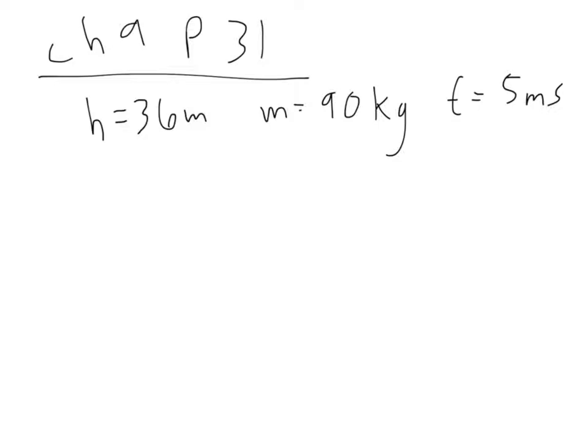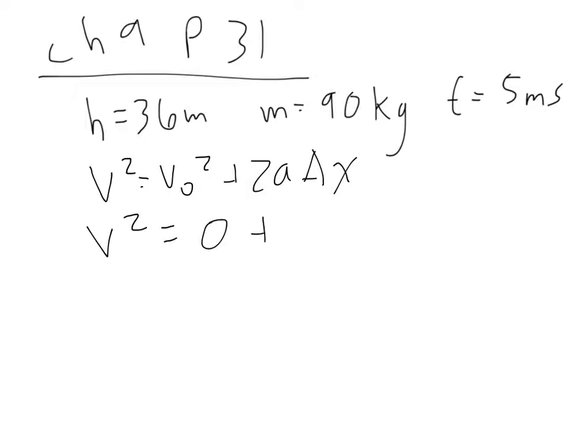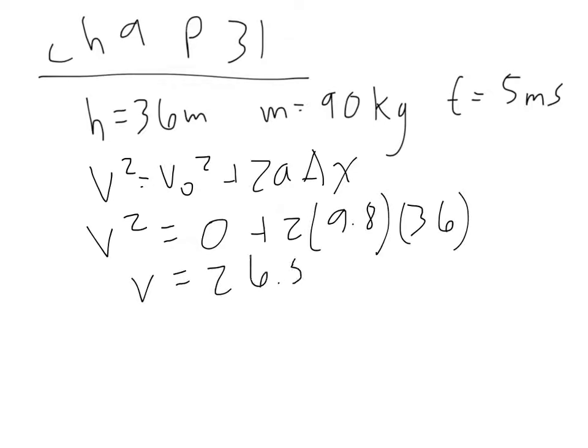So be careful here, that 5 milliseconds is just for the landing that will bring the person to rest after they've fallen 36 meters. Using those 36 meters, let's figure out the velocity of the person. So we're going to use v squared is equal to v naught squared plus 2a delta x. We're working in the y direction here. We assume the person started out at rest, so v squared is equal to 0 plus 2 times 9.8 times 36 meters. And we get a velocity of 26.56 meters per second.